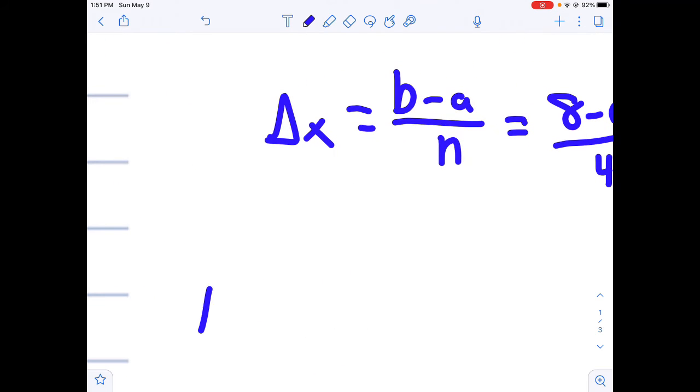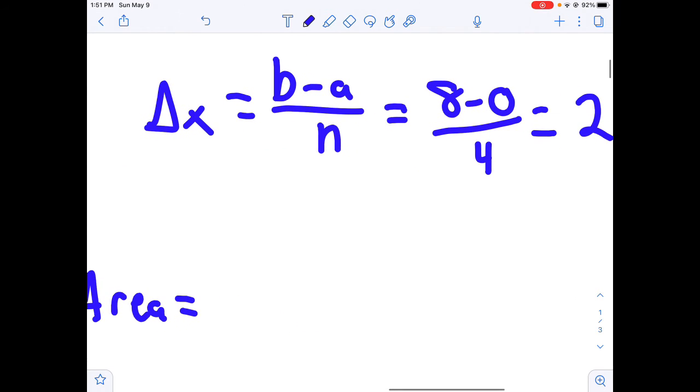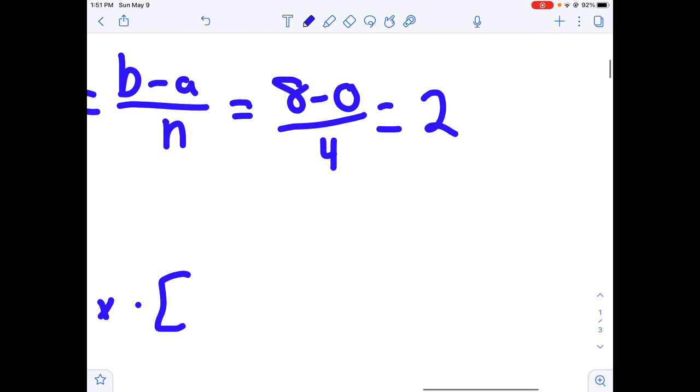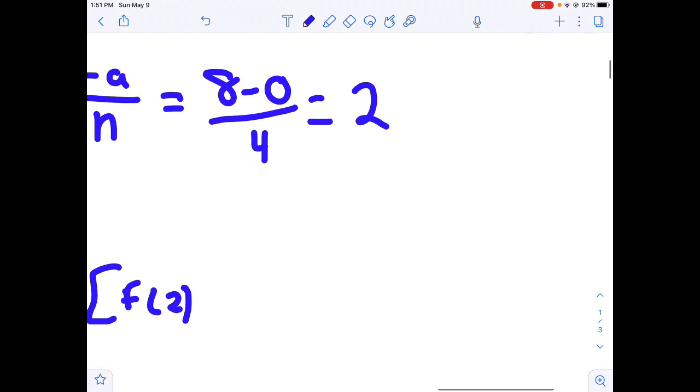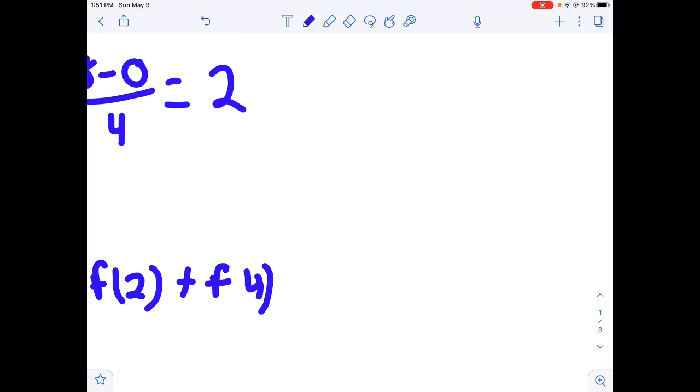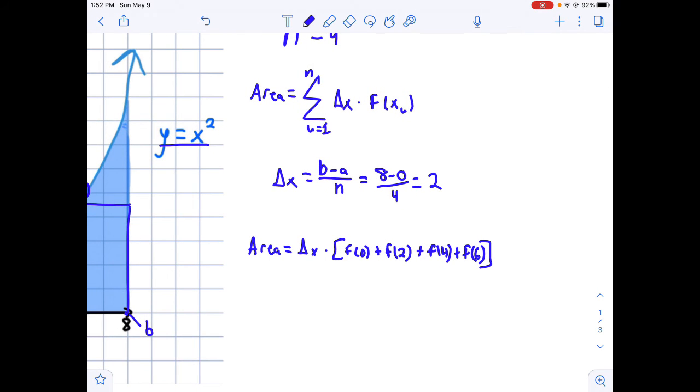And then let's just rewrite it. Area equals change in x times, let's write it out fully, using LRAM, so f of 0 plus f of 2 plus f of 4 plus f of 6, and then all of that times 2.